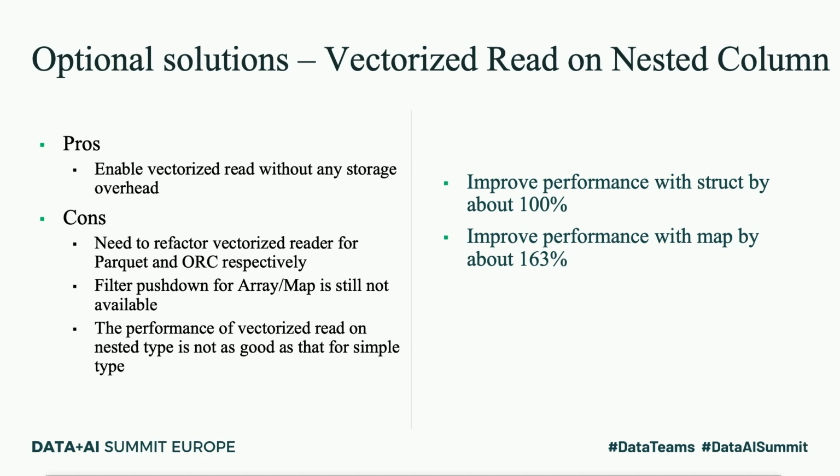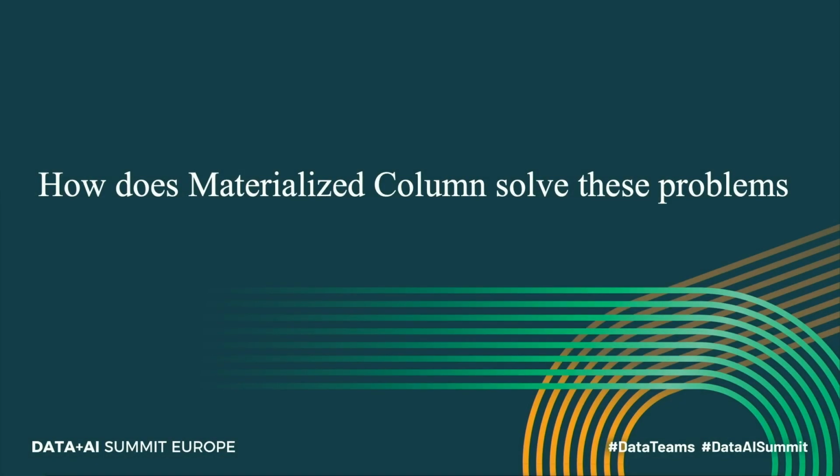And also, we improve the performance with map by about 163%. But there are some problems. Firstly, we need to refactor the vectorized reader for Parquet and ORC respectively. And also, filter pushdown for array and map is still not available. And the performance of vectorized read on nested type is not as good as that for simple type. So we designed the materialized column to solve all the problems.